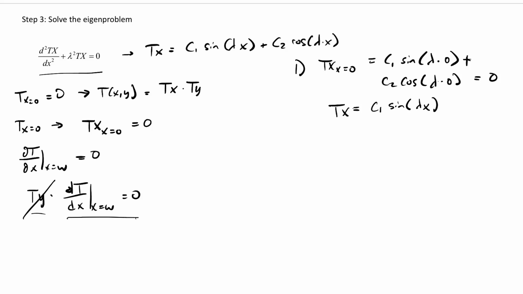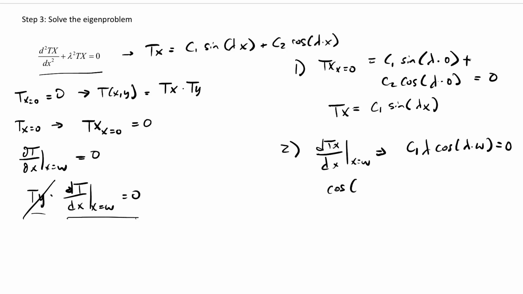Okay, continuing on then for the second boundary condition, we have the dT_x/dx at x equals w. Plugging that in, now we have c1 times the derivative, which is lambda cosine of lambda times w. That has to equal 0. So this is saying cosine of lambda w has to equal 0.